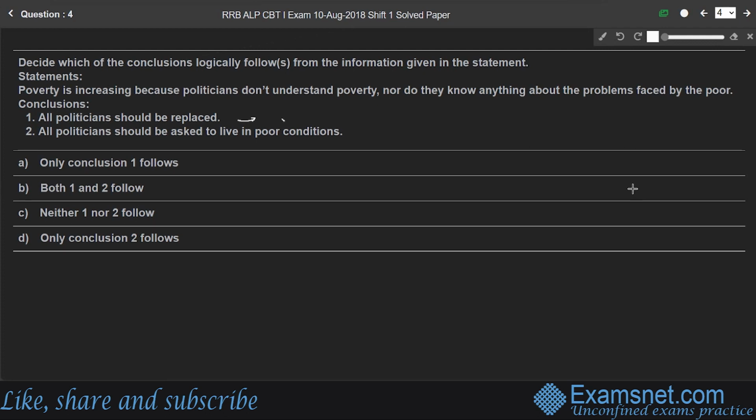So which doesn't follow, right? Whereas the second one, all politicians should be asked to live in poor conditions. Even if the politicians live in poor conditions, maybe they still don't understand the poverty, right? So conclusion 2 doesn't follow the statement. Therefore, neither 1 nor 2 follow. Option C is the answer.